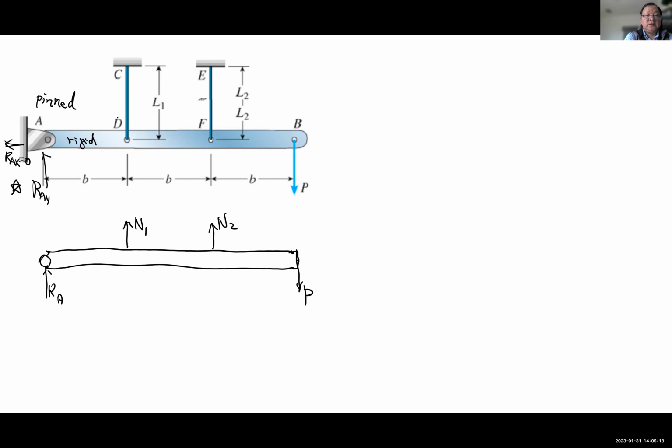So basically I made the cut here and here, and this way N1, N2 show up. The cut just makes the internal force in the cable show up in the free body diagram, so I can write the equation about it and then find it. So for this one, now let's write the equation of equilibrium. This is the free body diagram, we already have it. So what's the equation of equilibrium?